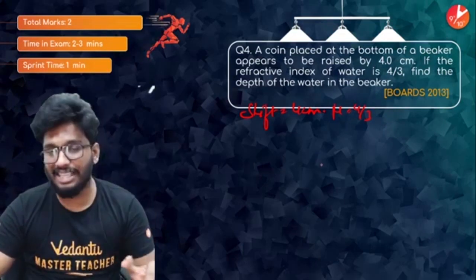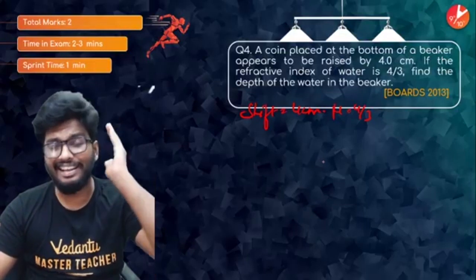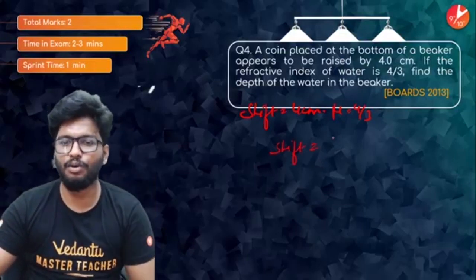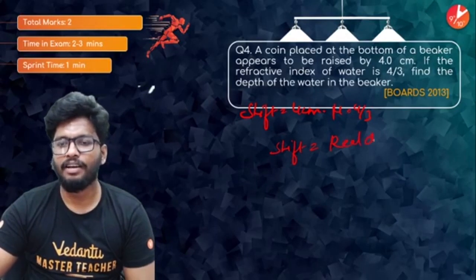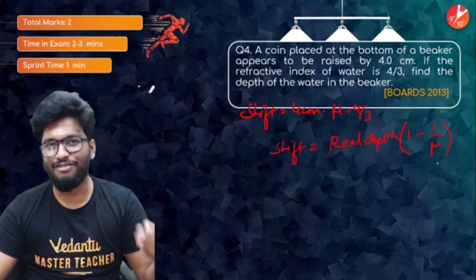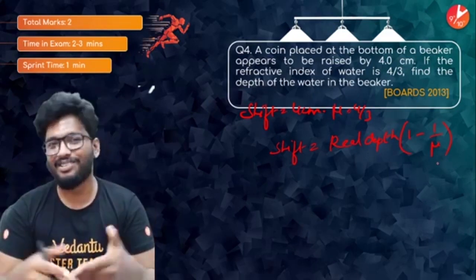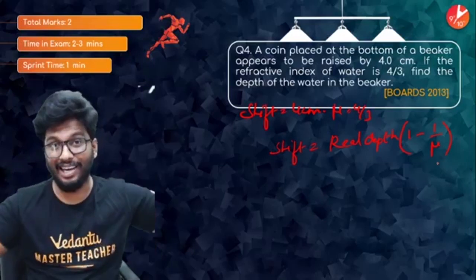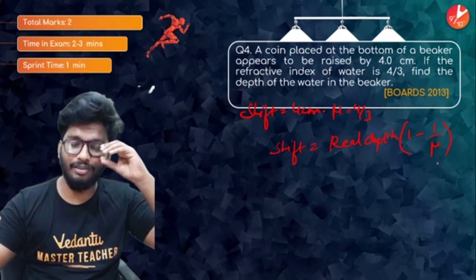It's a very, very simple question. In fact, you can directly use the formula over here. If you remember the formula, shift is equal to real depth into 1 minus 1 by mu, where mu is the refractive index. Directly put down the values and find the answer, guys. If you don't want to do it this way and want to do it the manual way, you can do it that way also.